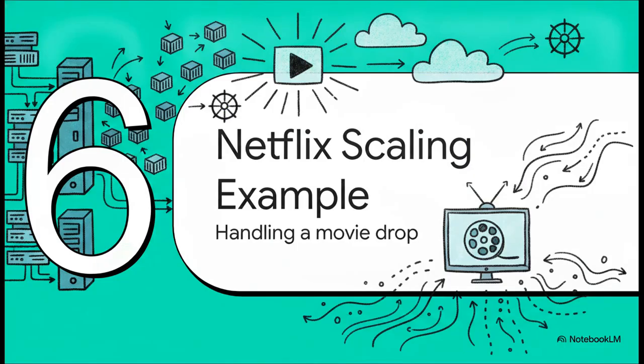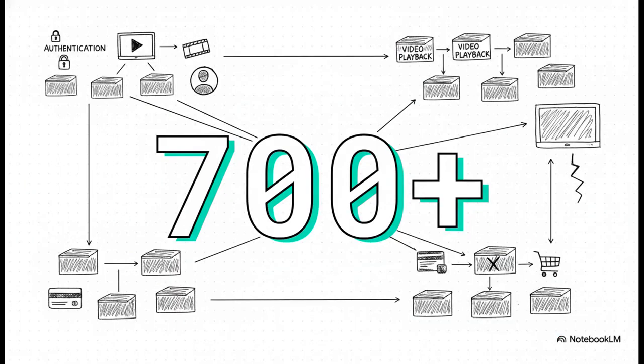Section 6, real-world scaling Netflix. Handling the Dhurandhar movie drop. Let's look at a real-world heavyweight to see this in action, Netflix. Netflix doesn't run one giant, fragile server. They use a microservices architecture with over 700 different highly specialized services. They have one container for logging in, another strictly for video playback, and another for handling your credit card. So if the payment service crashes, whatever, you can still binge your show.